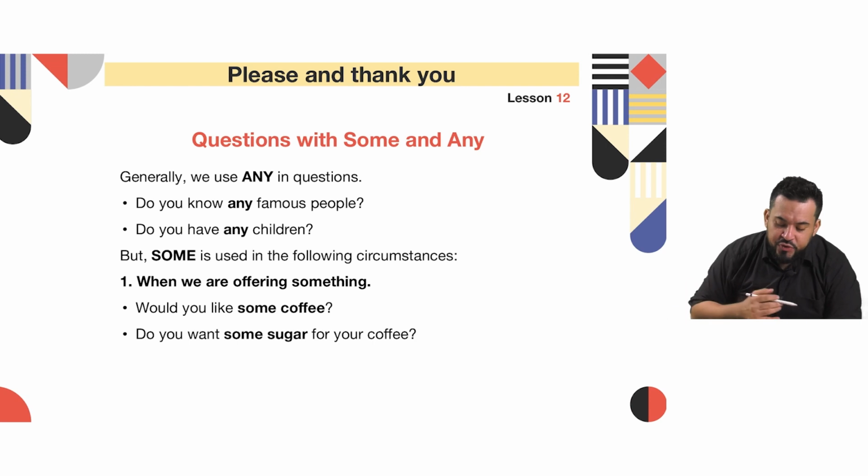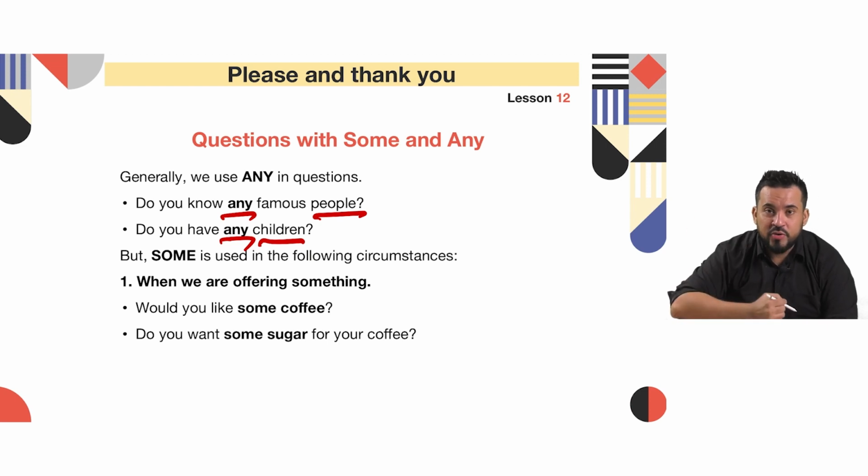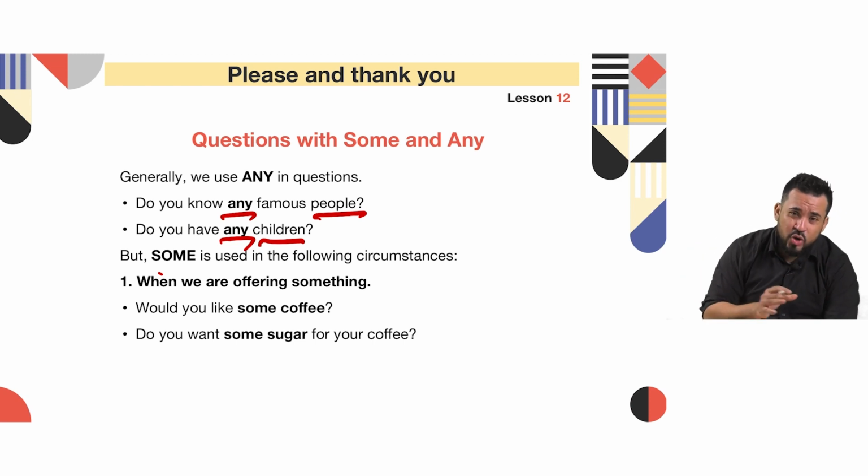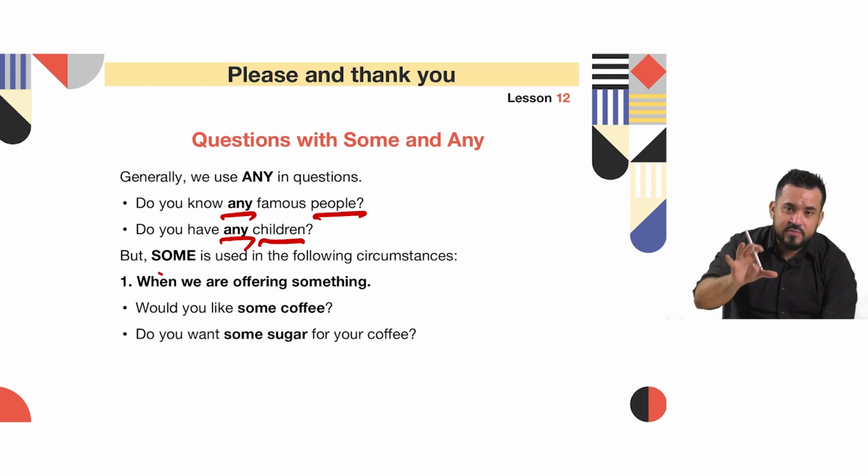If I say, do you know any famous people? Any, because it's a question. Do you have any children? Again, this is plural countable. What is the single form of people? Person. That's right. Some can also be used in questions in some situations.